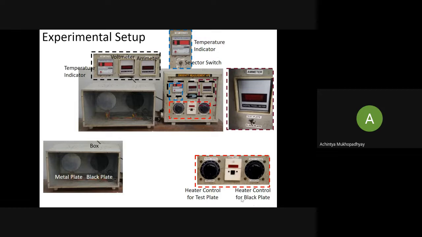If you go to the picture, yes, this is the main switch through which you provide the power, and then this is the heater control for the power for the test plate. And heater control means basically these are known as dimmer stats. That means they will be calibrated in watts.